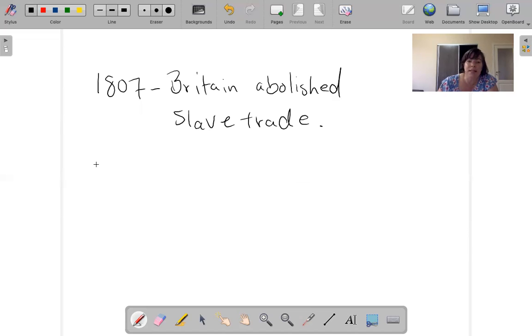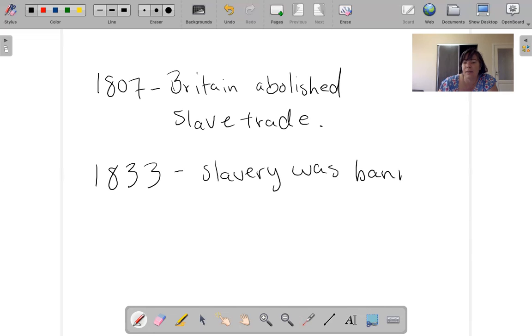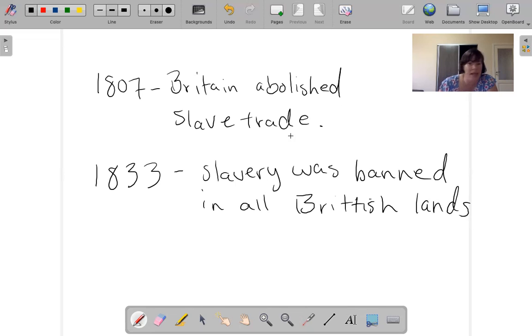It wasn't until 1833, I believe, yes, 1833, that slavery was banned in all British lands. So this means all their colonies, anything that was run by the British government, slavery was done.